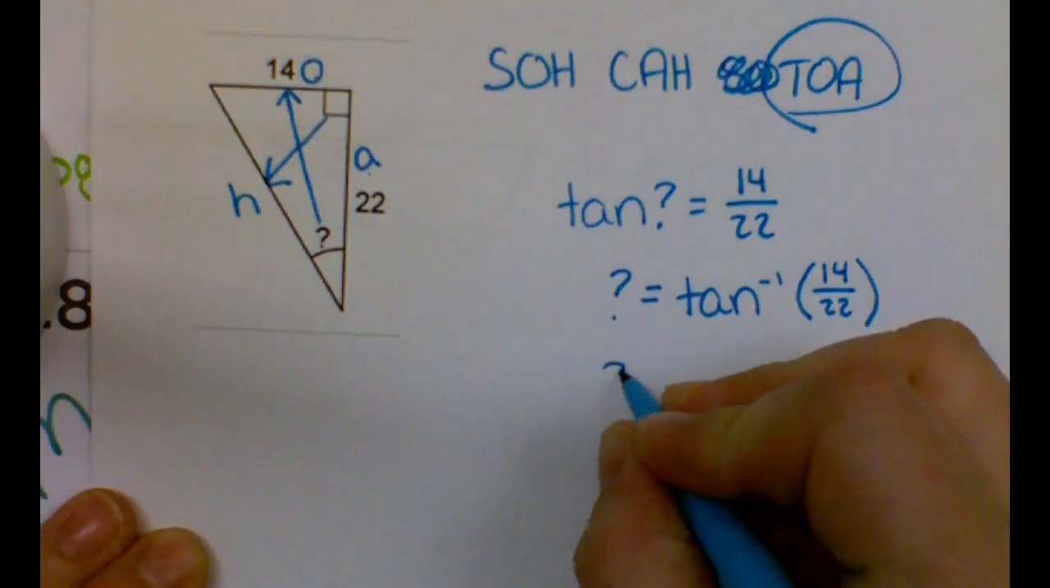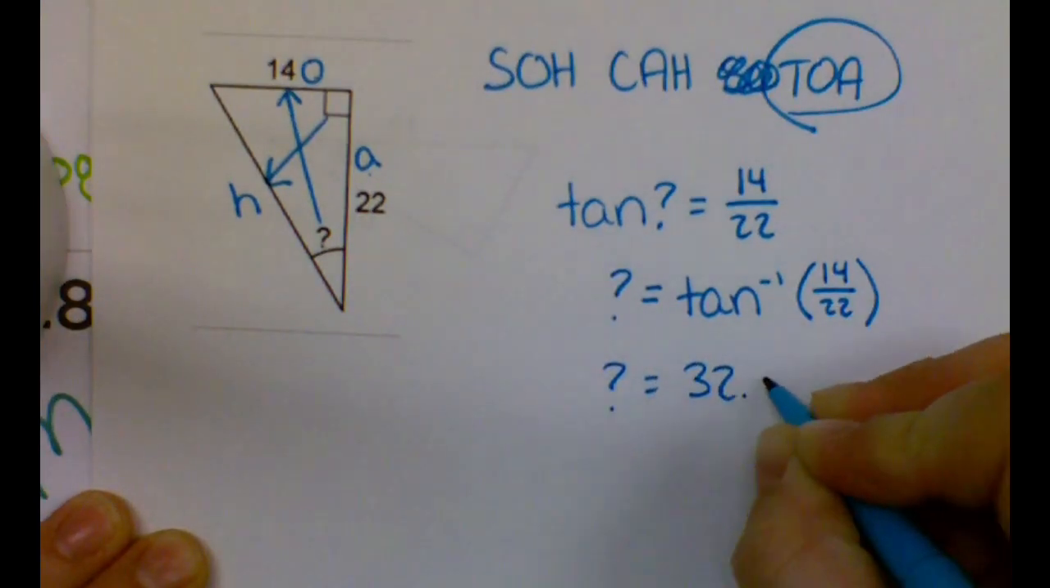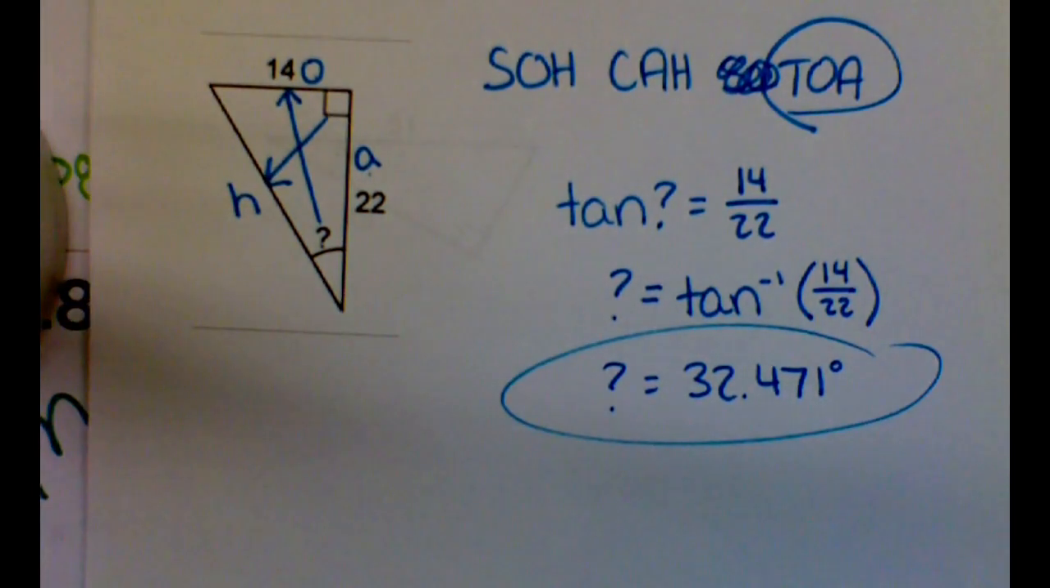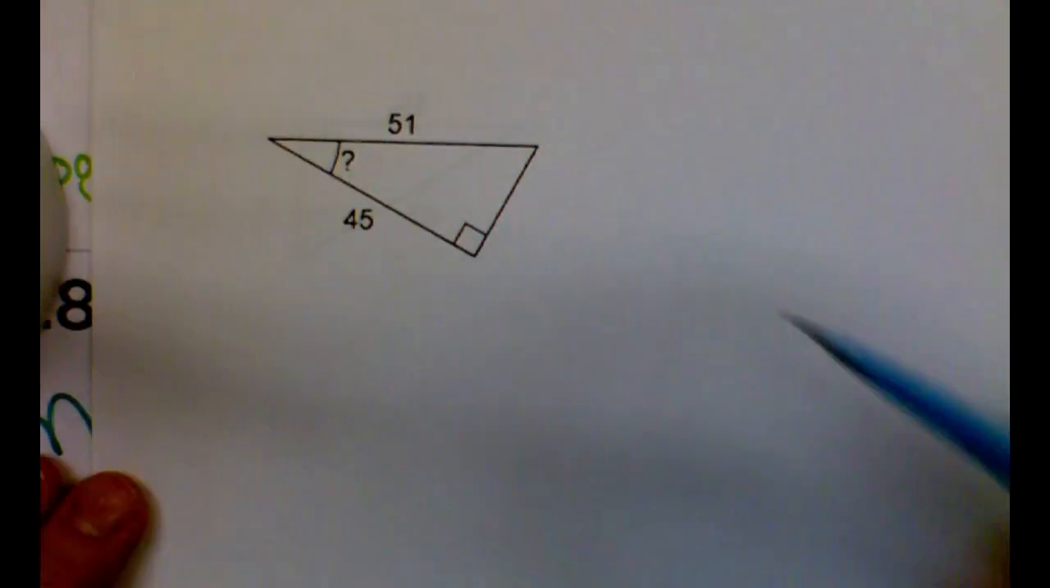So our angle is 32.471 degrees. Don't forget the degrees symbol. It's an angle. It's measured in degrees. Label it degrees. All right, next up, label our sides.